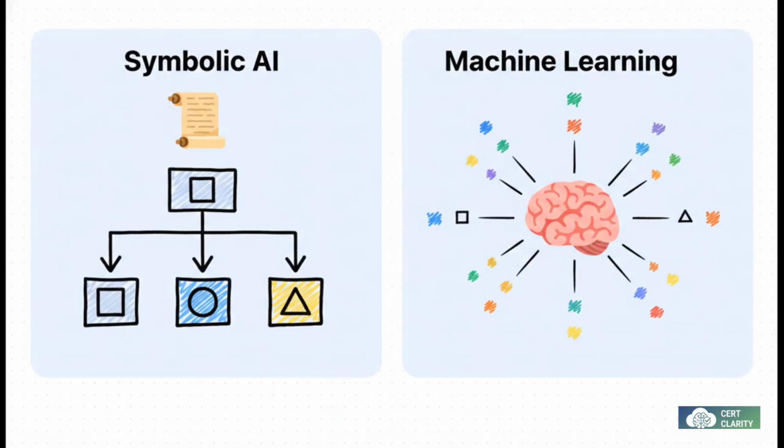You will absolutely be expected to know the difference between these types of AI. Here's the simple way to think about it. Symbolic AI is kind of old school. It follows a strict set of rules. If this, then that. Machine learning, on the other hand, learns the rules by looking at massive amounts of data. And generative AI is just a really powerful type of machine learning.